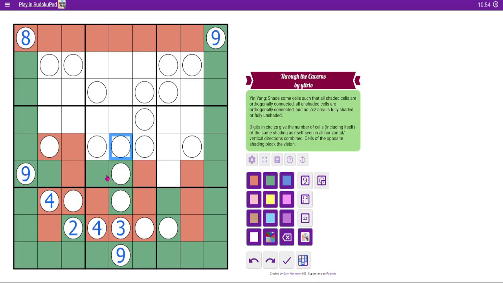Now this cell here, can this be a red? No. Why can it not be a red? This little digit right here, or this little circle, sees 1, 2, 3 of the green shades. We already have a 3 here, so it needs to go higher. This one needs to be green. Now we have the 2x2 area, this is red.